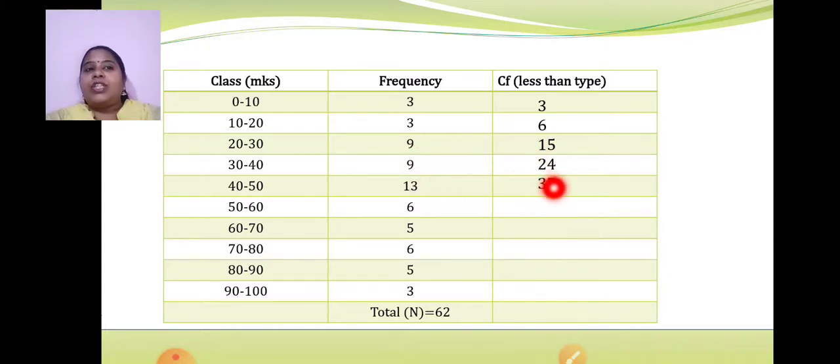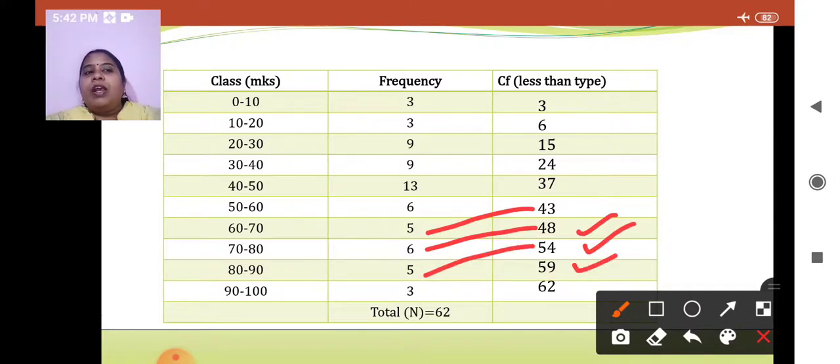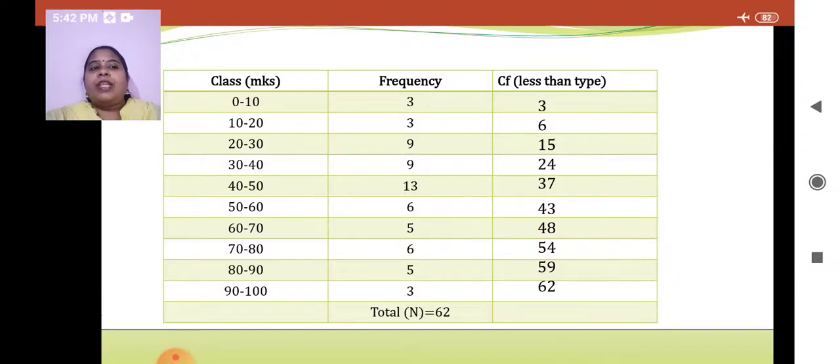24 plus 13 is 37. Okay, 37 plus 6 is 43. Then 43 plus 5 is 48. 48 plus 6 is 54. 54 plus 5 is 59. And 59 plus 3 is 62. That should tally with the total frequency. Like this, we are preparing the CF less than type.